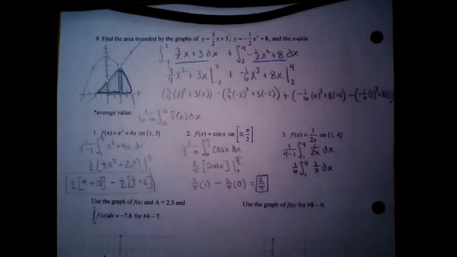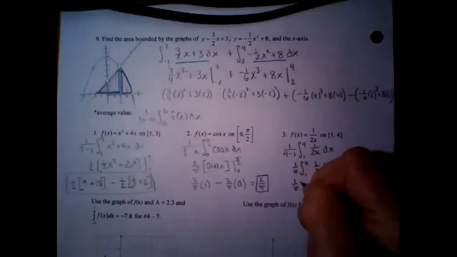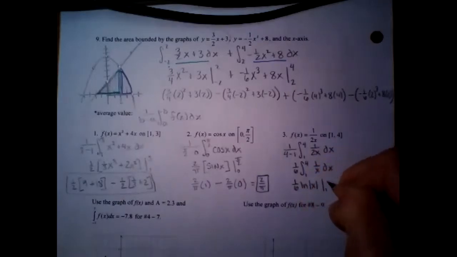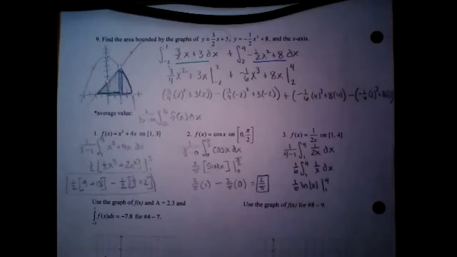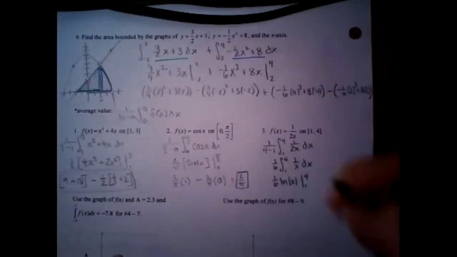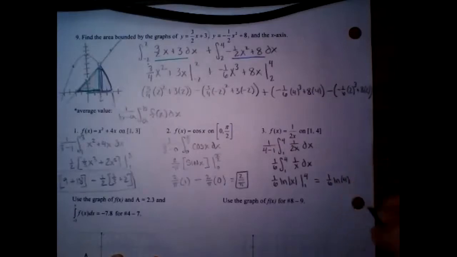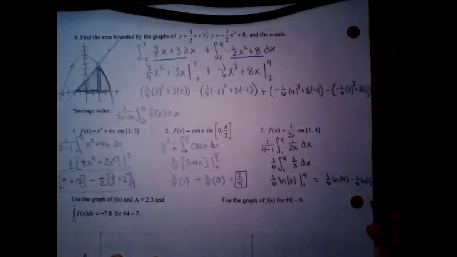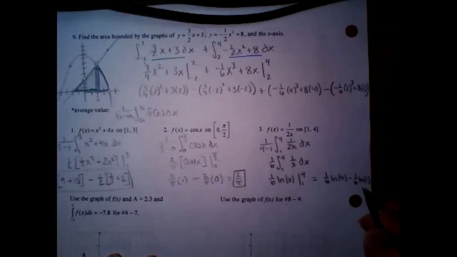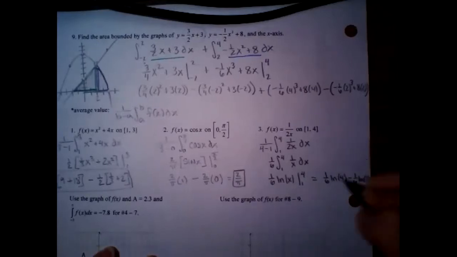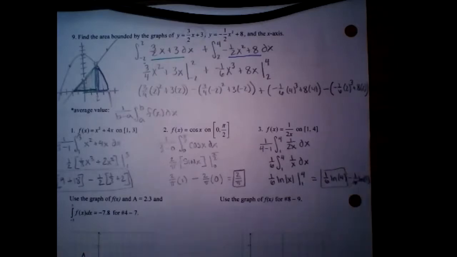So that antiderivative is ln, and we're going to evaluate from 1 to 4. So that is going to be 1/6 ln of 4 minus 1/6 ln of 1. But hey guys, what's ln of 1? Yeah, good, that's 0. And so your answer is just this part, whatever that is. I don't know what that decimal is off the top of my head.